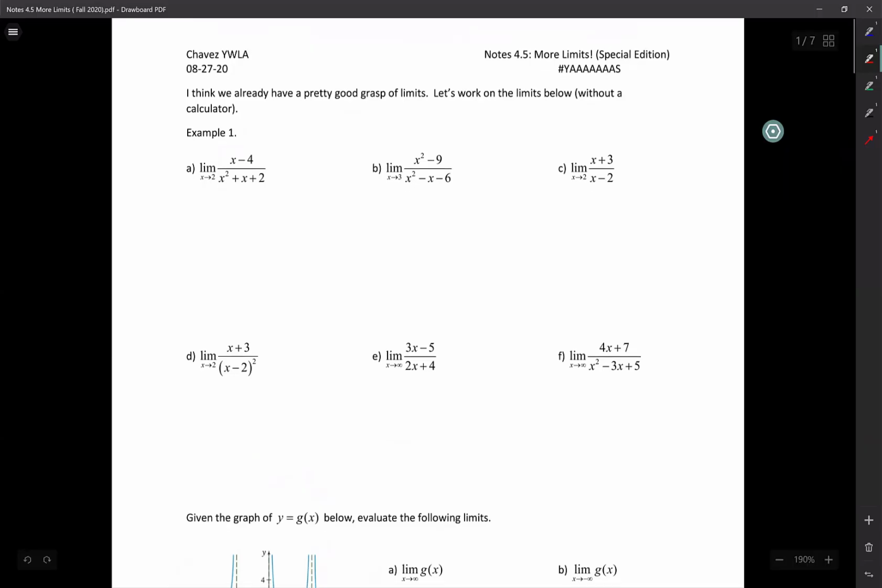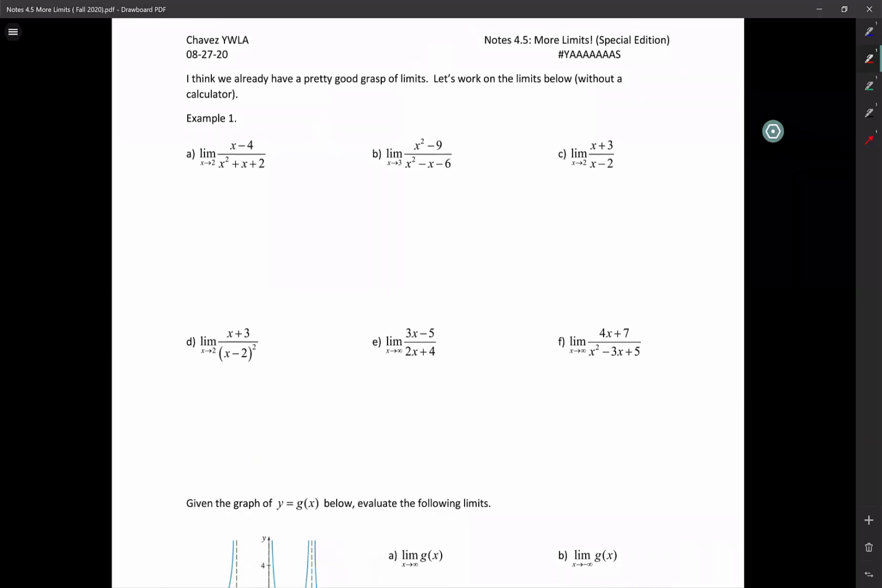So here are some limits, guys. We can do all these without a calculator. We should have experience with all these limits here, so I don't think we should have any issues.